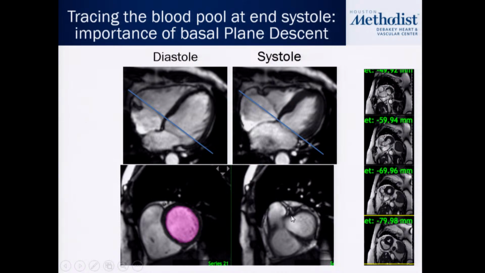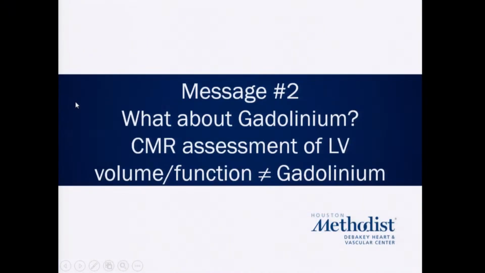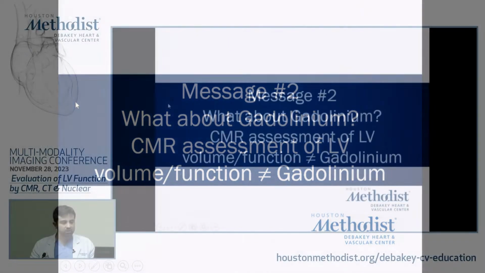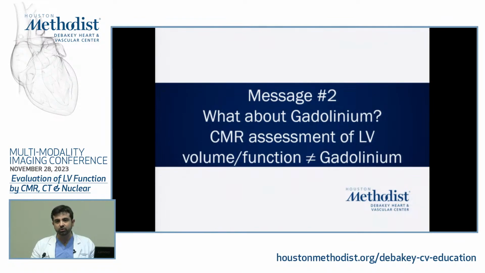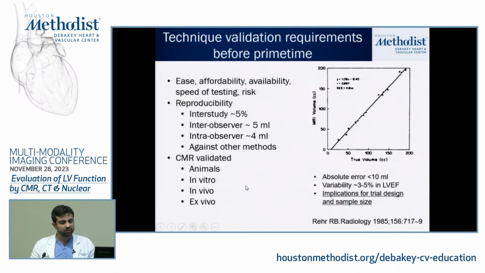When you're tracing the LV on CMR, a key thing to remember is the LV descent, and to account for that when you're tracing the end-systolic volumes. And notice that for all of this, you don't need contrast. So you can do a CMR study to assess LV volumes and function in 15 minutes without needing contrast. This is very strongly validated against cadaver hearts and in vivo and ex vivo, with very small variation, whether it's intra-observer or inter-observer, and inter-study variability.